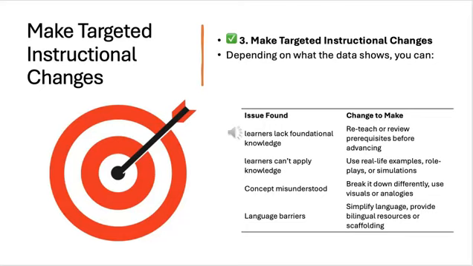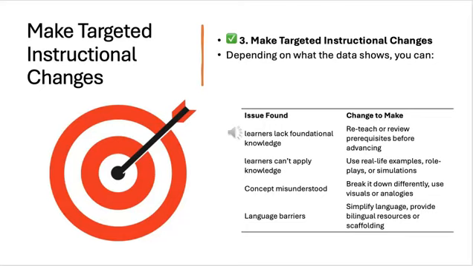If you realize that the students in the class don't have enough foundational knowledge coming into the course, you might have to provide a review module or some prerequisites before the students can advance to another module. If the students are learning but not really being able to apply that knowledge, like using a mannequin to give vaccines, you might want to provide some real-life examples or some role plays or some simulations. Some way to practice.